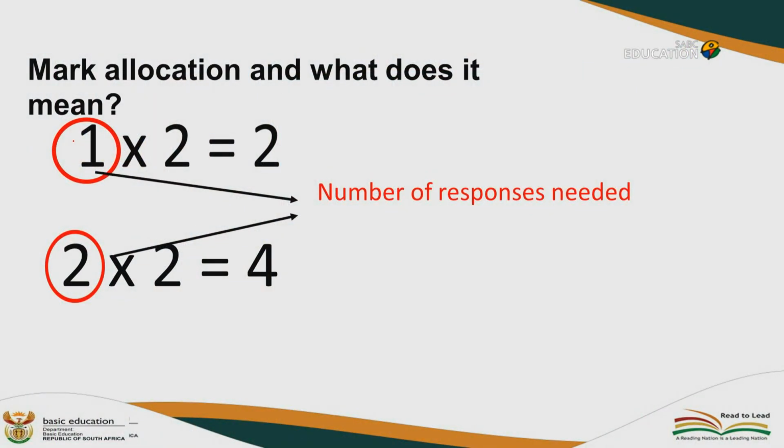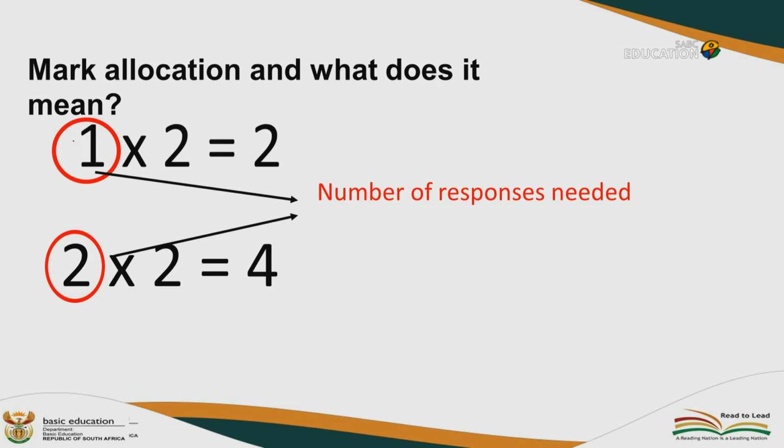Then it tells you the number of responses. If it says 2, it means 2 things. If it says 1, it means I need to give 1 response. So it is very important to look at mark allocation, because sometimes you may give 1 response and yet you are needed to give 2. Then you lose marks. So it is important to say 1 times 2 means 1 times 2.